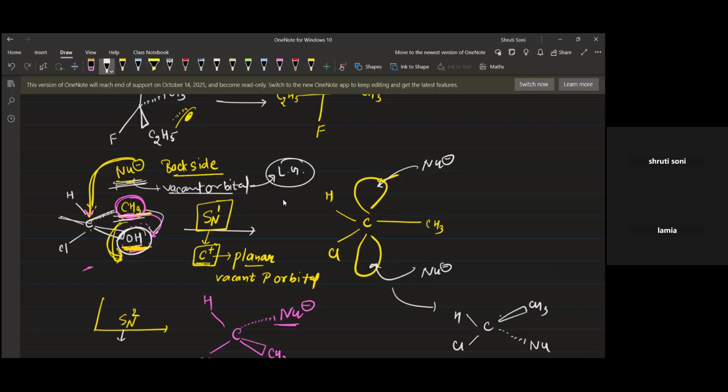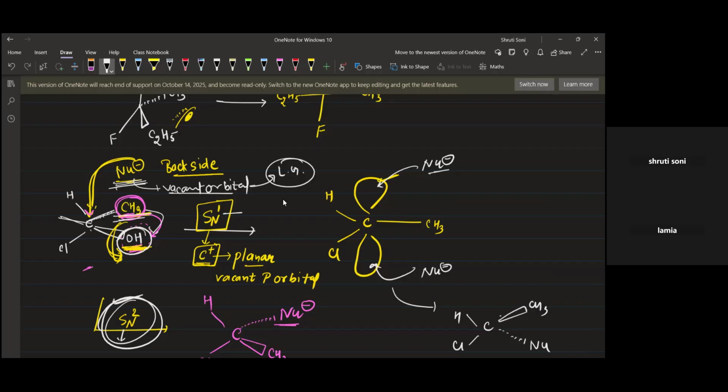If I am talking about the SN1 case, what will happen? Backside attack is related to SN2. In case of SN1, there is no particular backside attack. In SN1, the nucleophile can attack from the backside or from the front side. Why? Because it is converting into a carbocation.